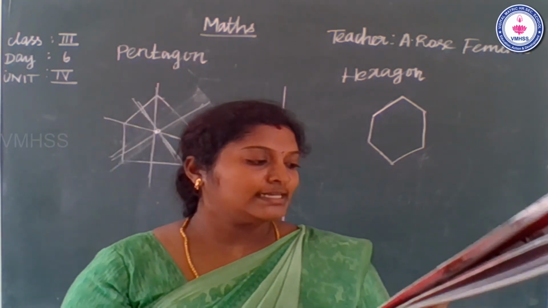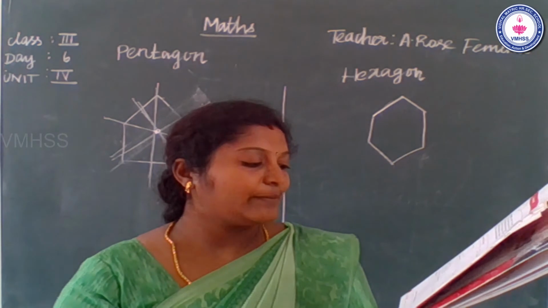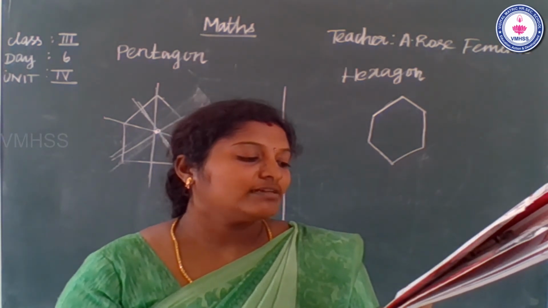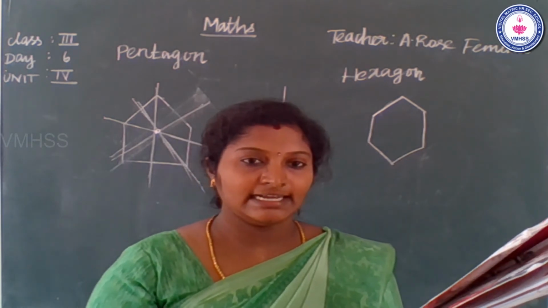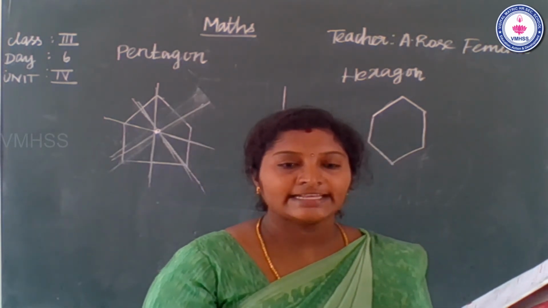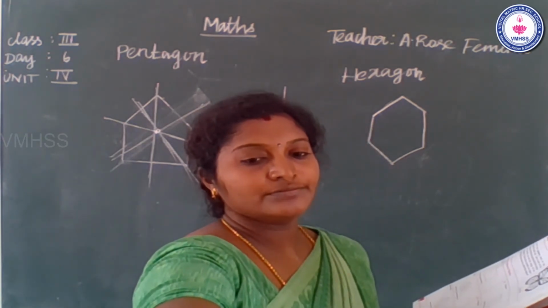Okay, students. So next one is pentagon, lines of symmetry 5. Next one is hexagon, lines of symmetry 6. Okay, see the board.